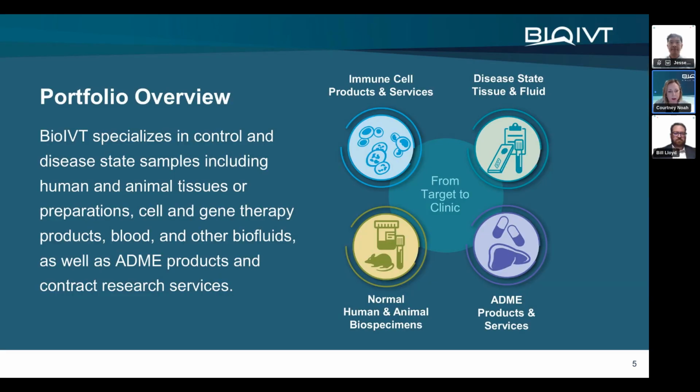And then just about our portfolio itself, we support work from target discovery through clinical translation. That includes our immune cell products, but also our normal human and animal biological samples. We have disease state clinically collected specimens, and then also our ADME products and contract research services. But like I mentioned, we're going to focus more on our immune cell starting material, especially the leukopaks that we provide. Because regardless of whether you're doing cell therapy, assay development, process optimization, really understanding the quality and the composition of that starting leukopak sets the stage for everything you do downstream.